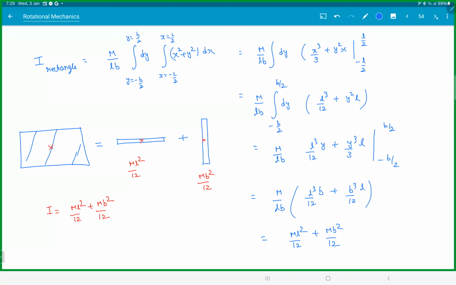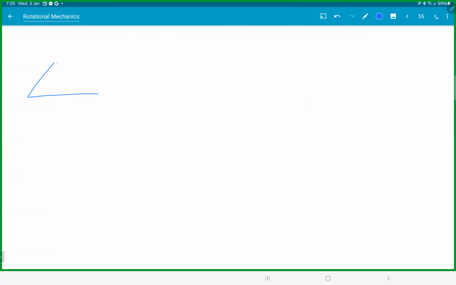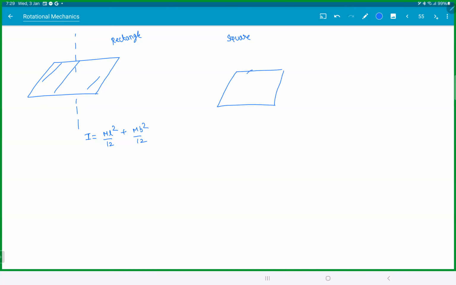The next one is even better integration. Let's see how many of you remember how to take an element. This rectangular plate, right? I can make it like this also. So for a rectangle, I would be ml square by 12 plus mb square by 12. If you make it a square plate, then what will happen? In a square plate, L is equal to B. So I will be ml square by 6.